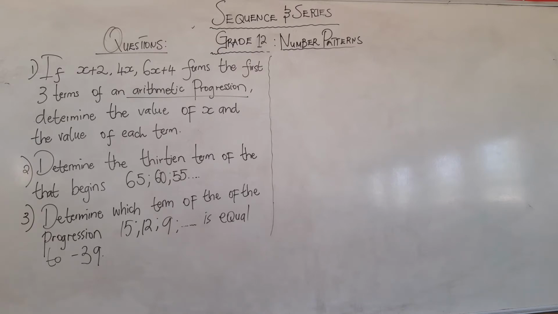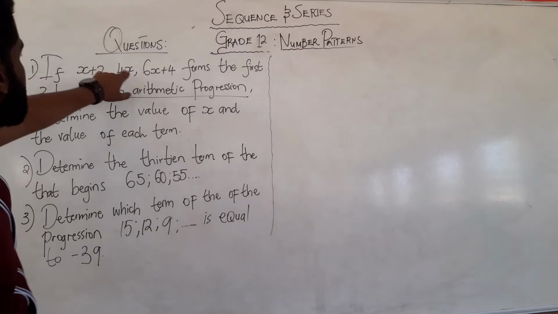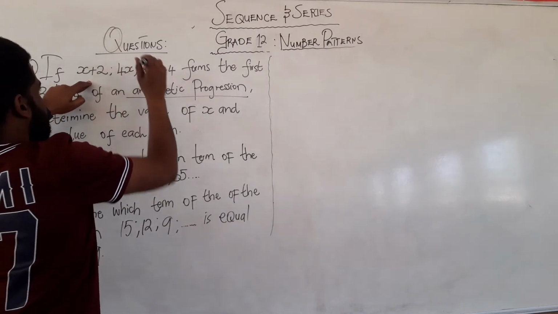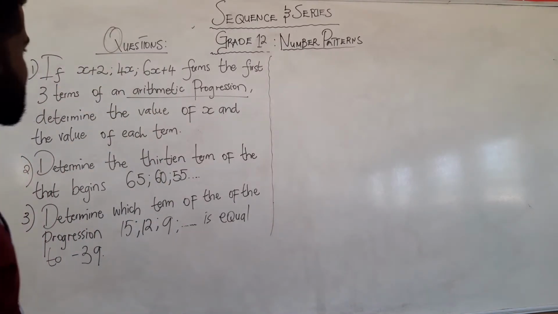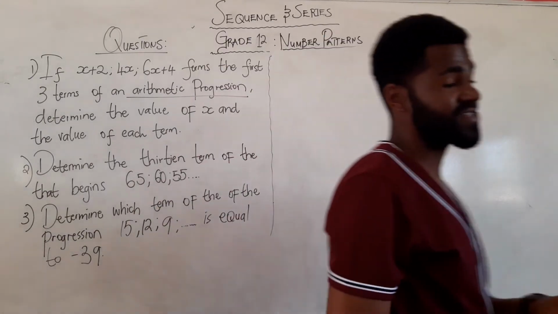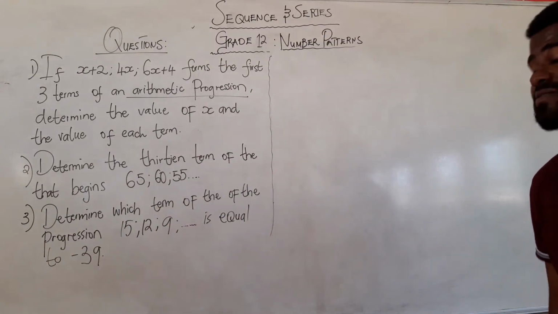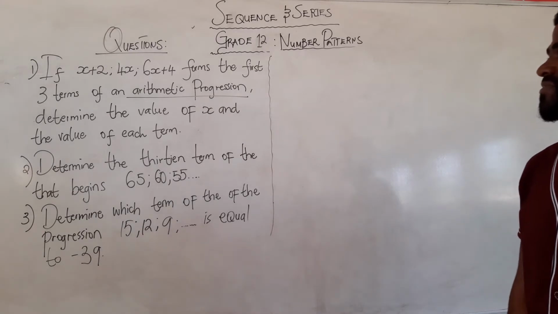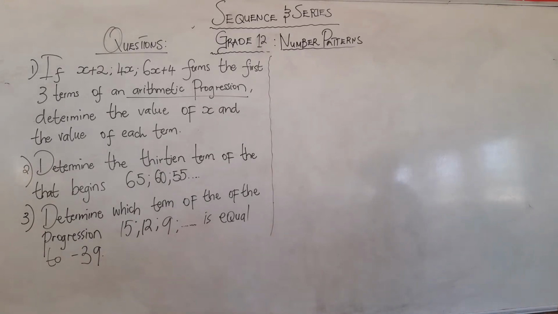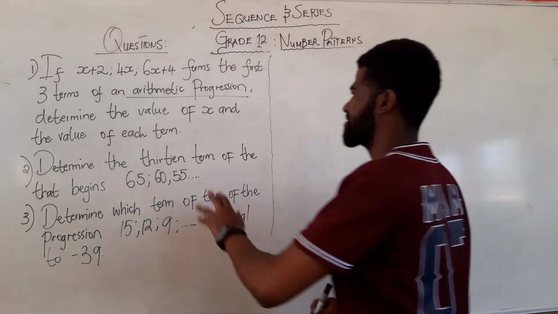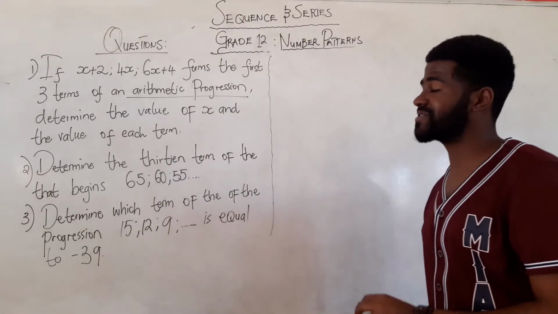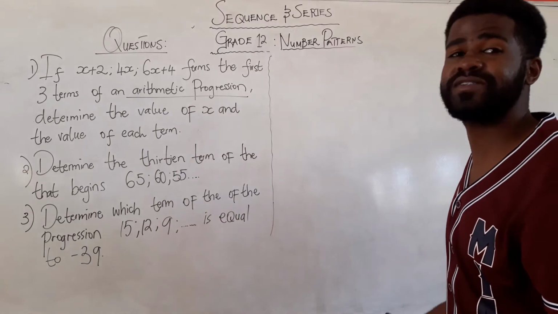The first question states that if x plus 2, 4x and 6x plus 4 form the first three terms of an arithmetic sequence or progression (sequence or progression is the same thing), determine the value of x and the value of each term. Now we are determining the value of x. They've already stated in our problem that this type of sequence is an arithmetic sequence.